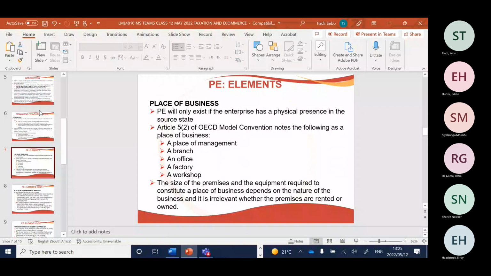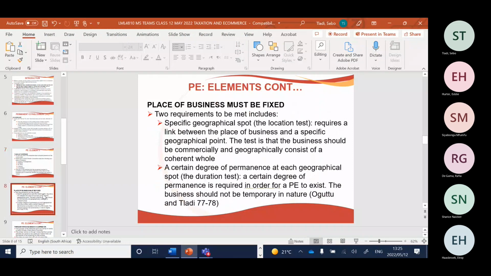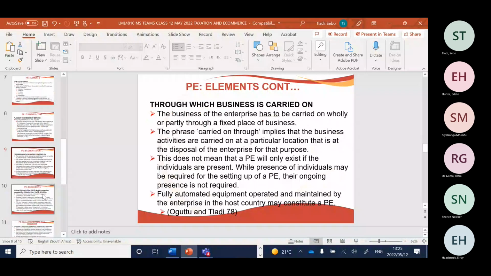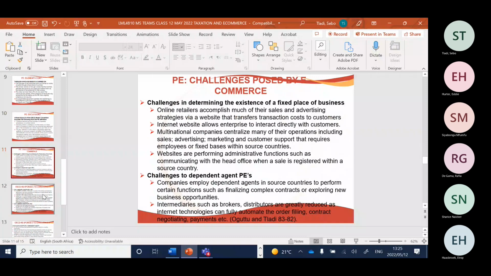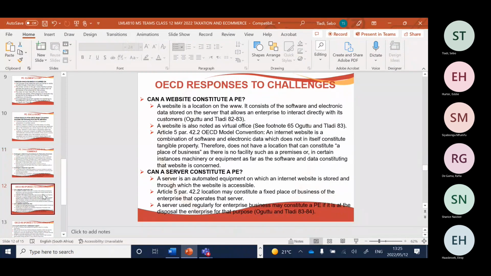You also need to know what it means to be a place of business, but most importantly, this is a commentary on Article 5. What we also need from you as students is to know how e-commerce challenges this concept of PE. Therefore you need to give us the challenges relating to dependent agents and to the fixed place of business. You need to connect these things when answering this question.